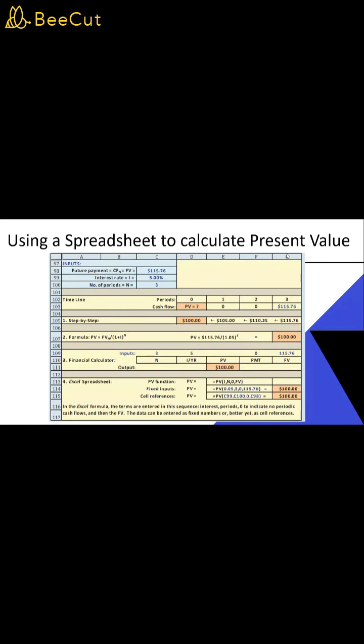Now, similar to calculating future values in a spreadsheet, present value can also be calculated in an Excel sheet. If you would like to calculate the present value in an Excel sheet, this is exactly how you would input it. You would say equal to PV, and then add the interest rate, 0.05, 3, a 0, and the future value, which is 115.76, and you would press enter, and that would give you 100.